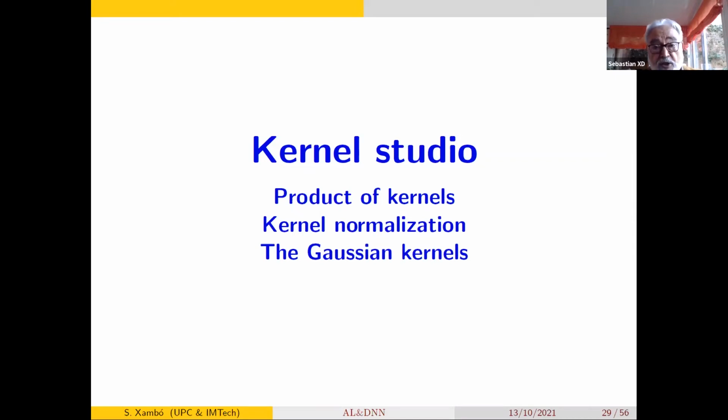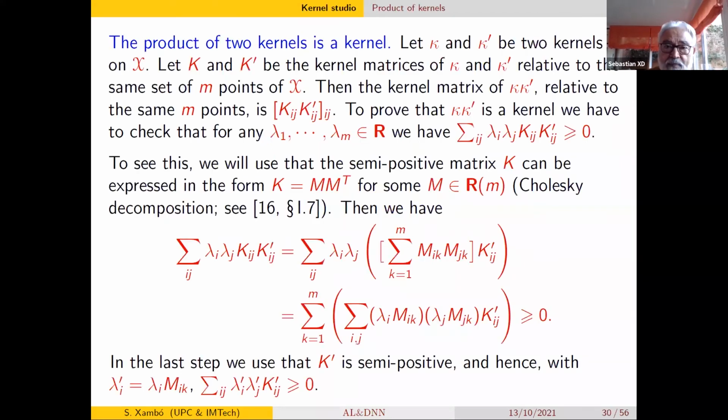Kernel Studio. So let's go into the studio to take some pictures of these kernels. First we are going to consider the product of kernels, then the kernel normalization, and finally the Gaussian kernels. For the product of kernels, we want to prove that the product of two kernels is a kernel. I already mentioned that if this is the case, then any monomial in kernels is a kernel.